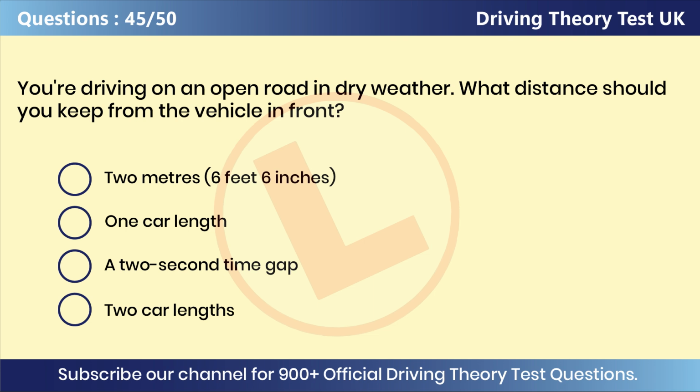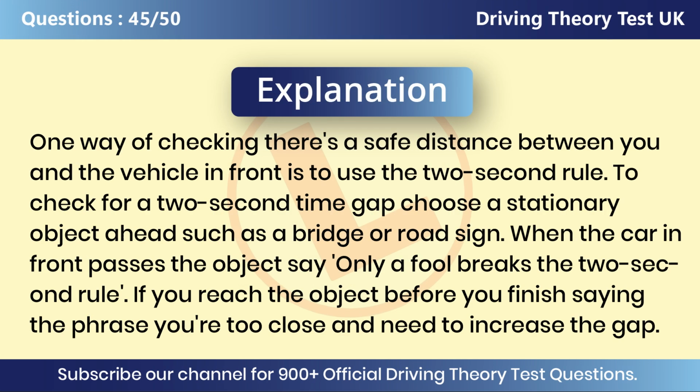Question 45. You're driving on an open road in dry weather. What distance should you keep from the vehicle in front? A. 2 meters, 6 feet 6 inches. B. 1 car length. C. A 2-second time gap. D. 2 car lengths. C. A 2-second time gap.